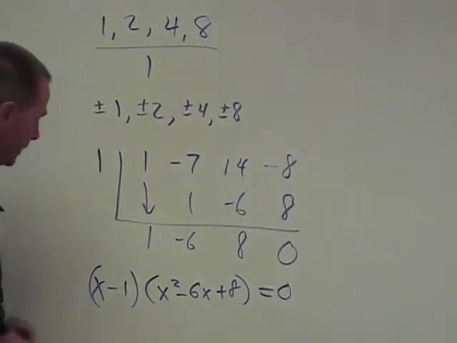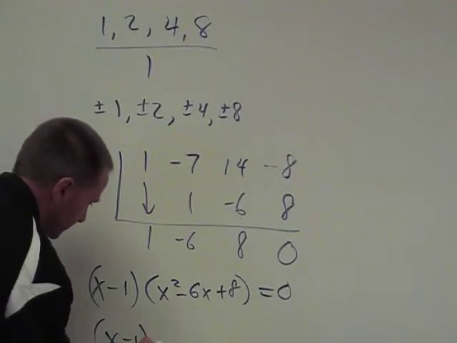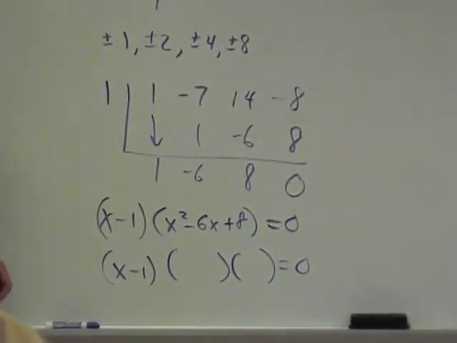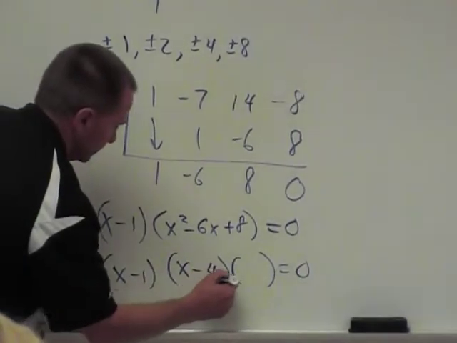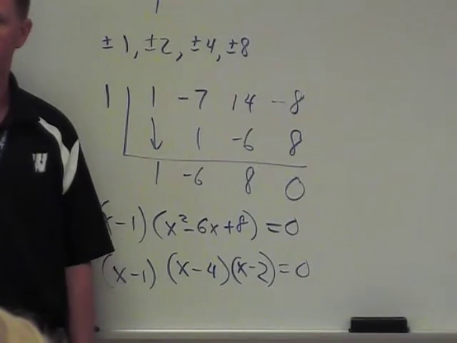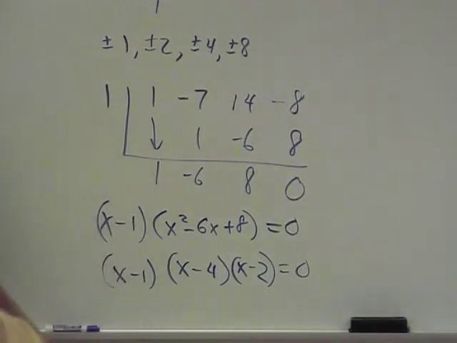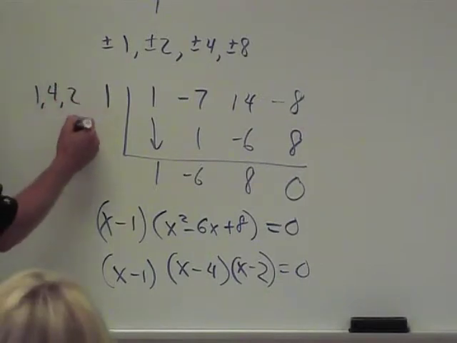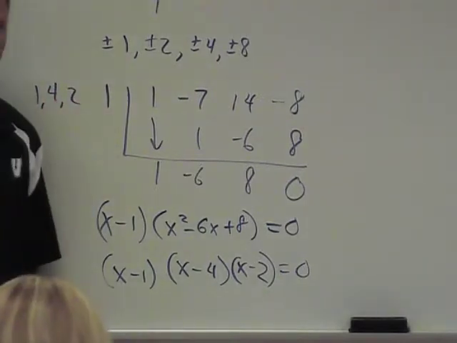Okay, what does it factor into? x minus 4, x minus 2. So what are my zeros? 1 what? Positive 1, positive 4, positive 2.